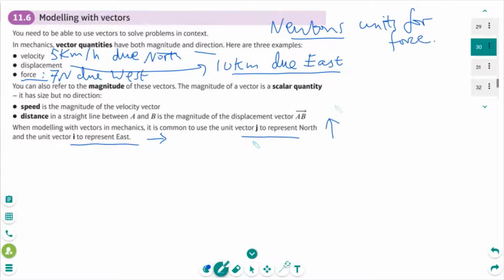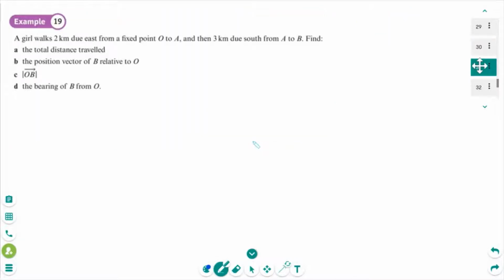I'll go through an example. A girl walks 2 kilometers due east. So she starts from the point O, goes due east in this direction, and arrives at the point A. She has traveled 2 kilometers due east, so that's 2k. Then 3 kilometers due south from A to B. So she goes down south to the point B. So this is 3k.